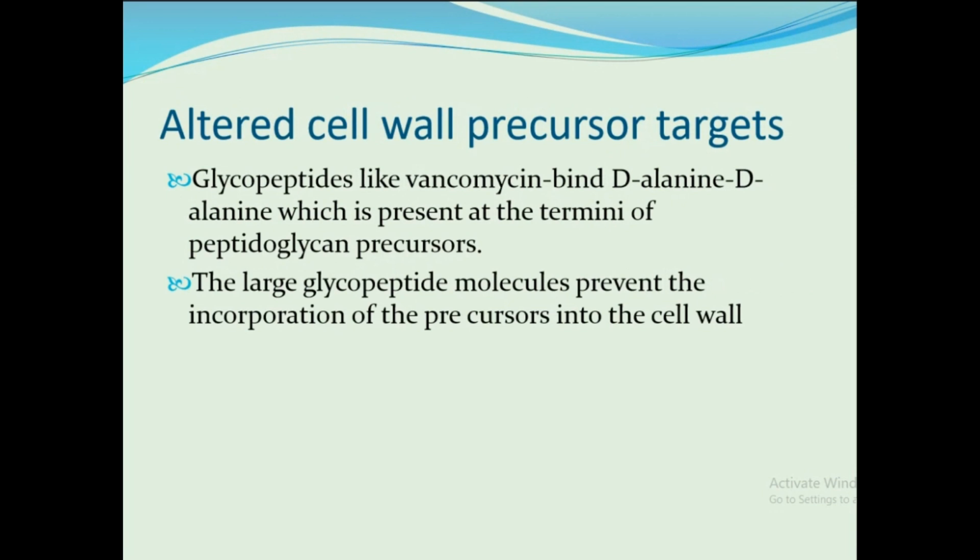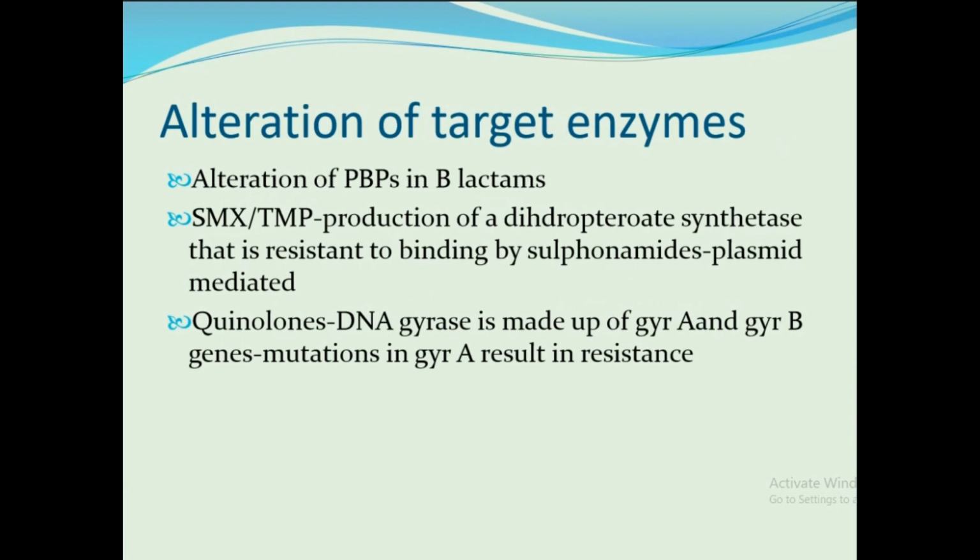So altered cell wall precursors target glycopeptides. Vancomycins are mainly the precursors, and large glycopeptide molecules prevent the incorporation of precursors into the cell wall. So these are the various complex mechanisms which you can see, which are the alteration of the rings, alteration of the DNA site or the ribosomal chains, which are the leading cause for this antibiotic resistance.